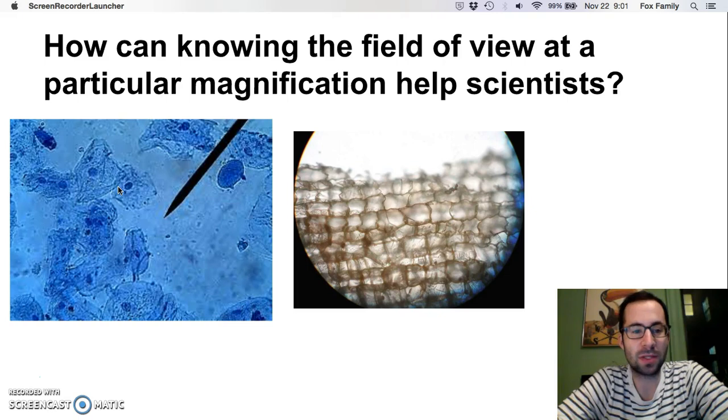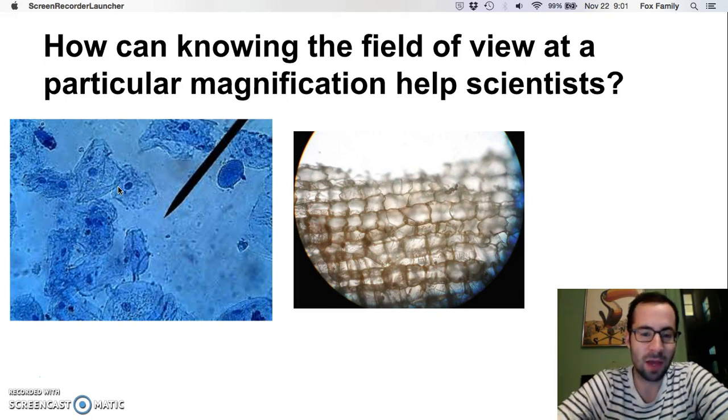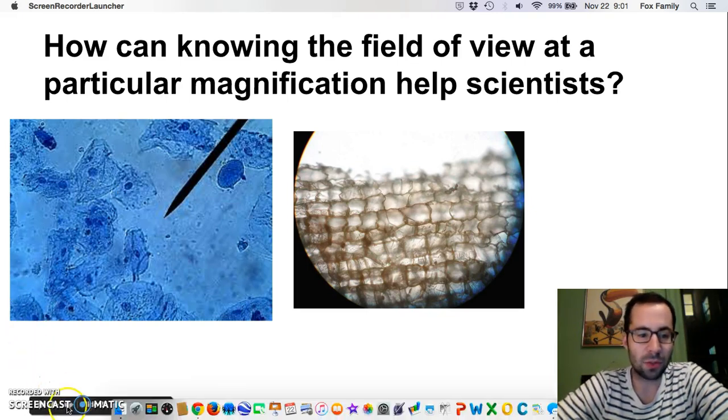And that's exactly what scientists do. They use field of view so they can calculate the size of the cells that they're looking at under any particular magnification. And that's what you're going to be asked to do in these next few slides and during the verbal quiz. Okay, so let's do some practicing with that.